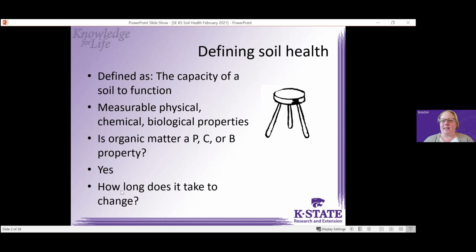But I think about soil health like a three-legged stool. There's the physical, the chemical, and biological. And a soil doesn't function well if it doesn't have good properties in all of these ranges. And I also think about soil organic matter as being the seat, because it is a chemical property that we measure in a soil testing lab, but it's produced by the activity of biological organisms, and it has so much impact on the physical properties. So I always say yes to that question. It's a property that's overarching across everything.